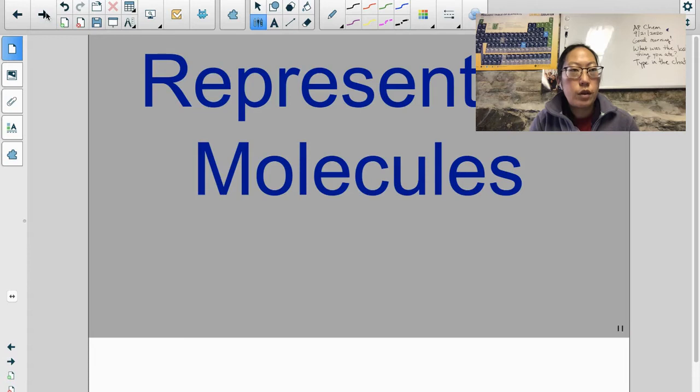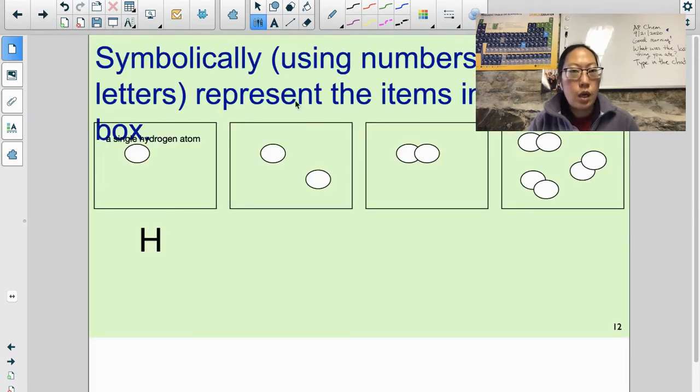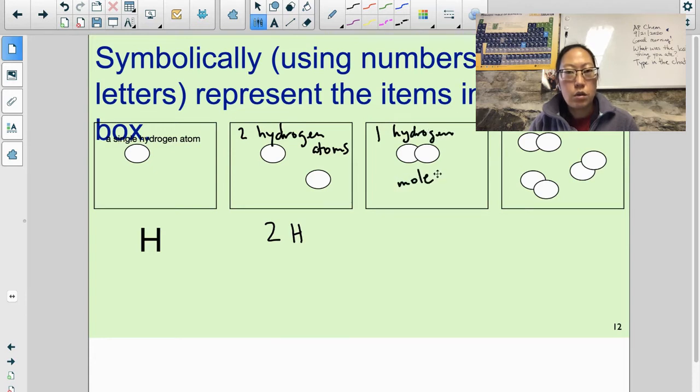Read that over. Okay, so when we were looking at the representations before, here you can write down a description of what this is. So here's a blob, that's just H. Now we have 2 blobs. This is 2 hydrogen atoms. So now we have 2 H. Over here we have 1 hydrogen molecule because now we have two H atoms connected together, bonded together.